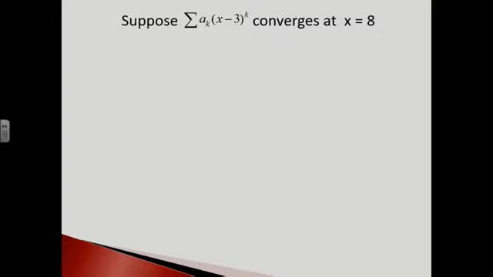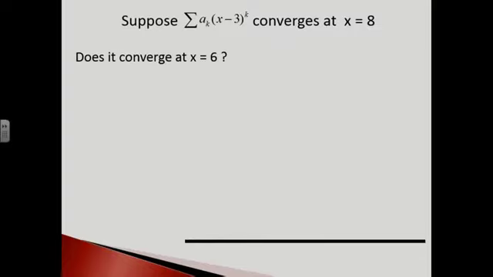Suppose sigma ak multiplied by x minus 3 to the power of k converges at x equals 8. Does it converge at x equals 6? To answer this, we draw the convergence set of this series. The series is centered at 3. It converges at 8. So for all values of x between 3 and 8, it converges. Since 6 lies between 3 and 8, it converges at 6.